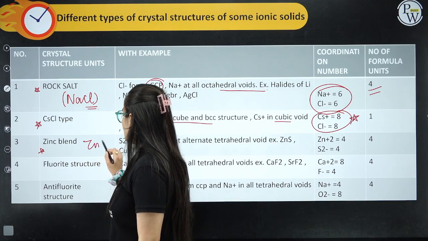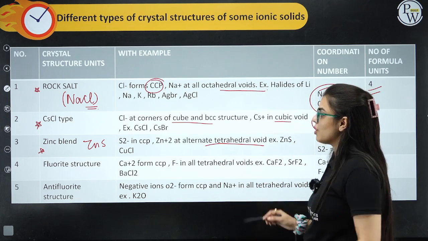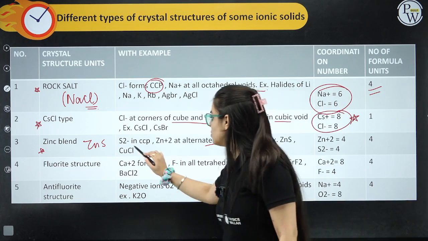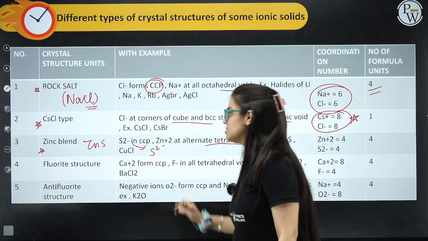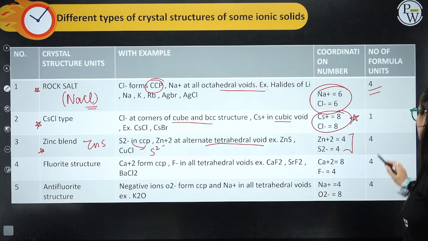Talking about zinc blende, what is zinc blende? It is ZnS. Zn²⁺ are present at alternate tetrahedral voids and S²⁻ is present in CCP. They both have a coordination number of 4 and number of formula units is also 4.